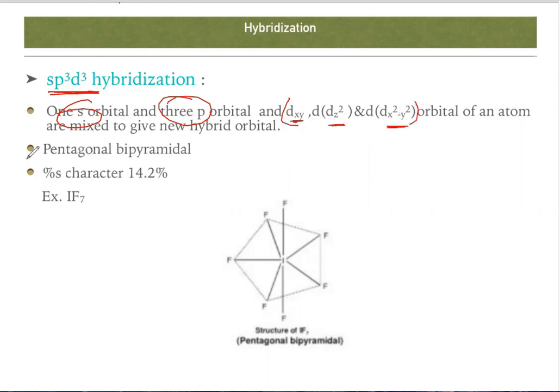So the geometry of this molecule is pentagonal bipyramidal. So this is the geometry of pentagonal bipyramidal. So 1, 2, 3, 4, 5. 5 fluorines are on the same plane and one above, another below. That's why it's called pentagonal. See, pentagonal bipyramidal, because whenever an atom is on the top and bottom, they will form a pyramid structure. So the percentage of s character is 14.2%, and the example is IF7. Remember IF7, and this is one of the rare examples of sp3d3.